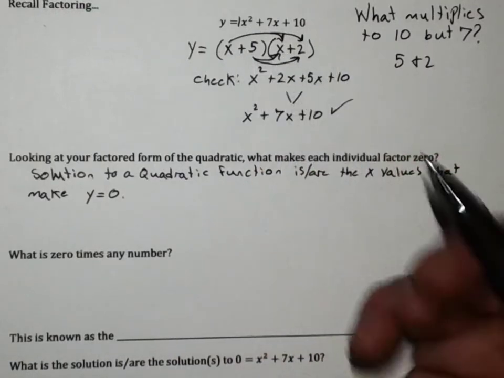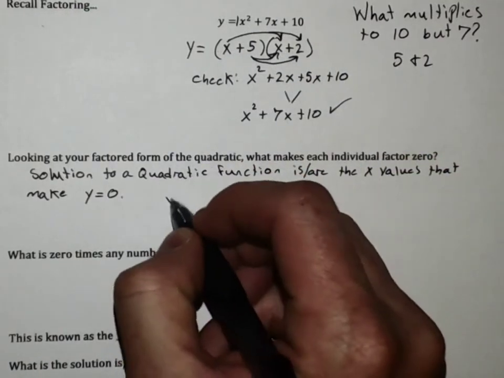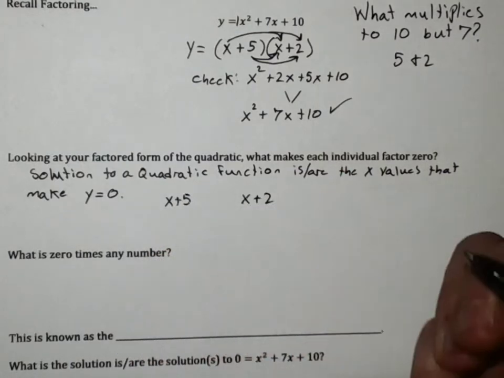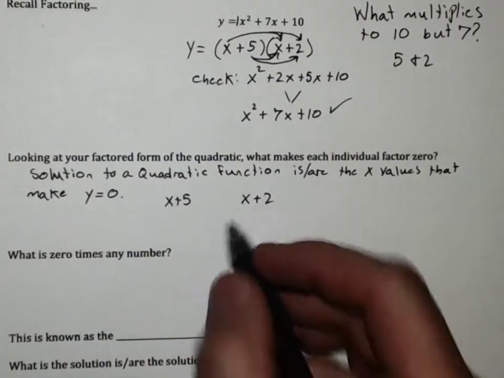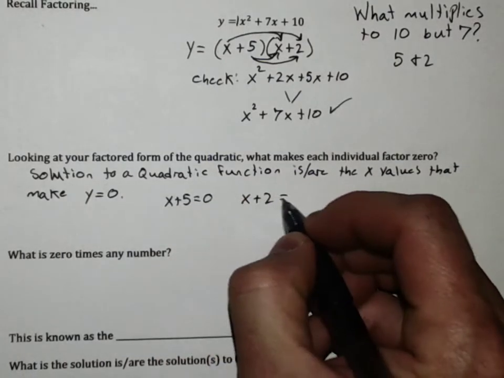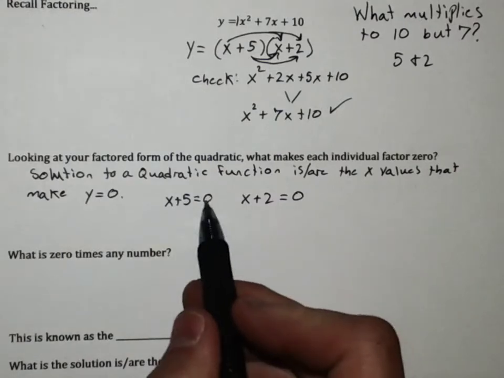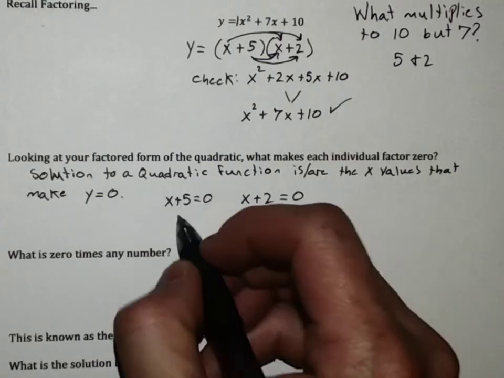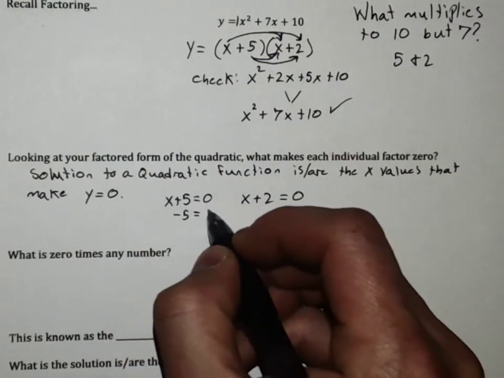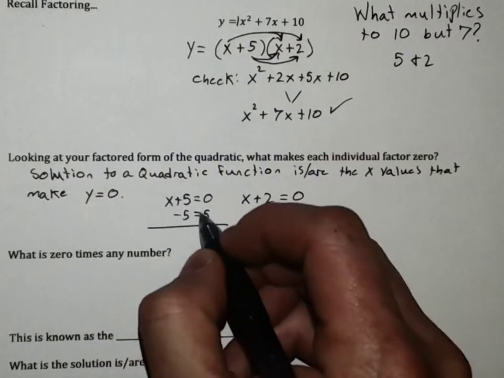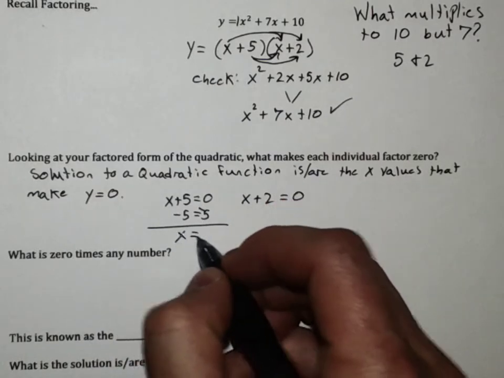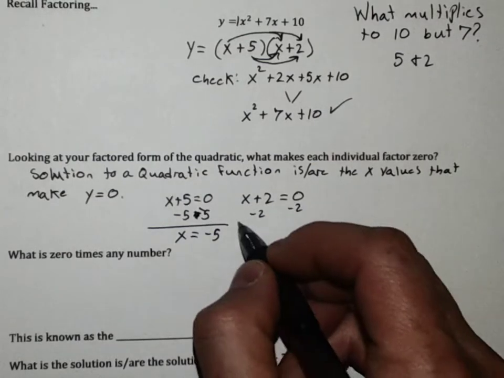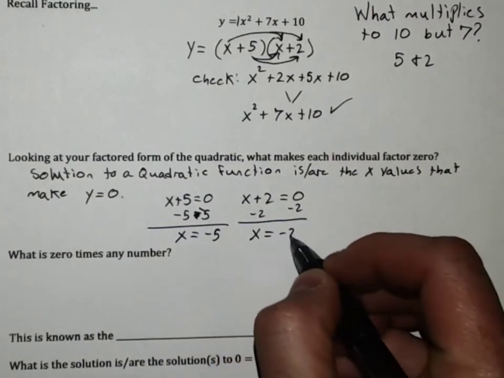We have two factors. We have the factor x plus 5, and we have the factor x plus 2. What we now need to ask ourselves is what makes these two individual factors equal 0 individually? Well, you can solve that simple equation by subtracting 5 from both sides and getting that x equals -5. Subtract 2 from both sides and getting that x equals -2.